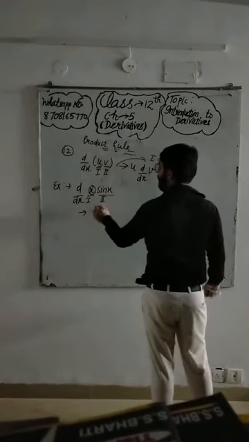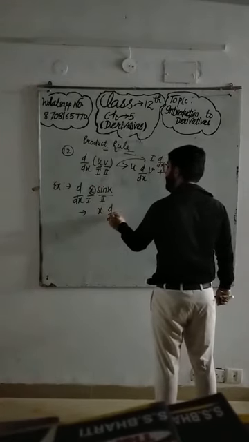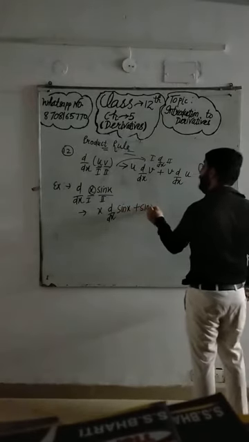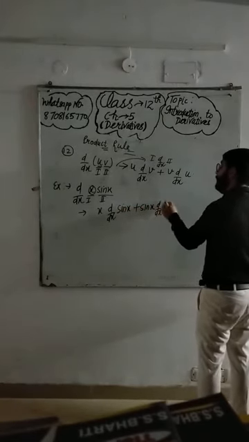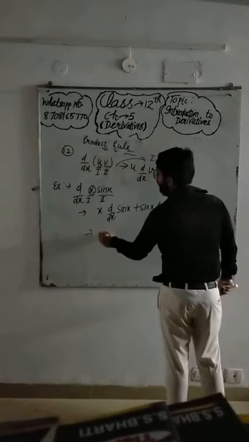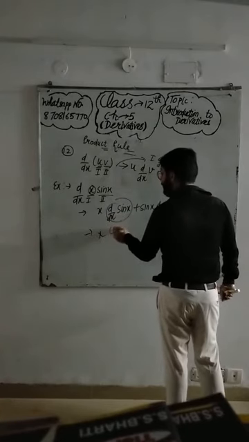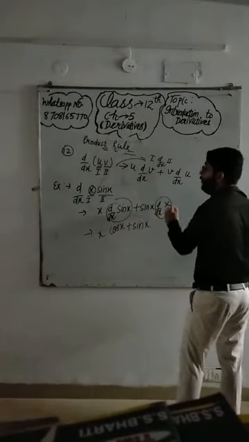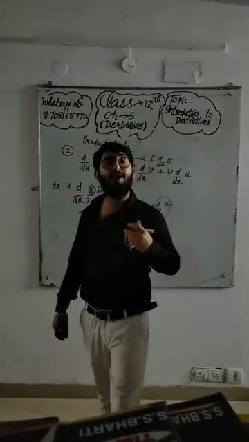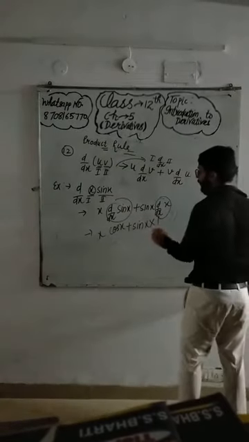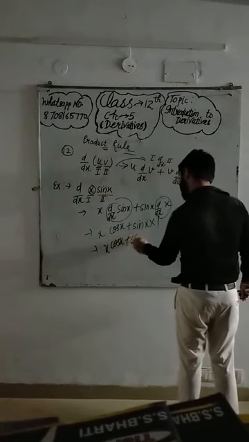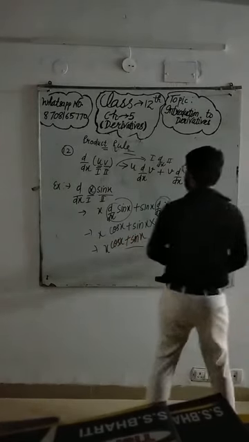First function is x, first into derivative of second, that is sine x, plus sine x into derivative of first. Okay, we have just learned now, ddx of sin x is what? It is cos x, plus sin x. ddx of x, whenever we differentiate a function with respect to itself only, the answer is always 1. So the answer will be what? x cos x plus sin x.